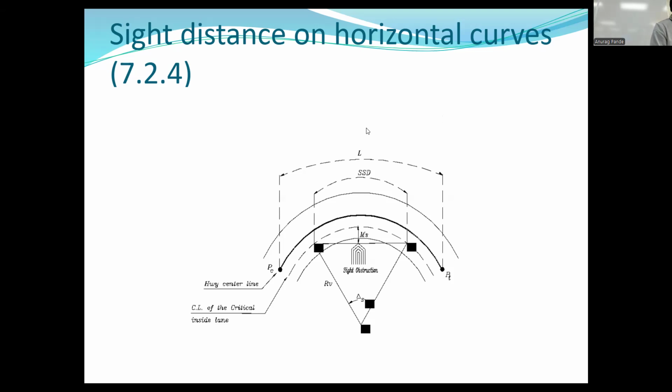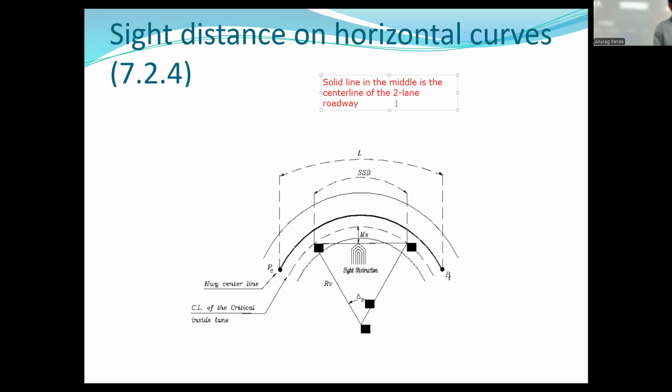So I want to say something here. The solid line in the middle of this curve is the center line of the roadway. Okay, so if it's a center line, the solid line in the middle is the center line of the roadway. It's a two-lane road, one lane going in one direction, the other in the opposite direction.